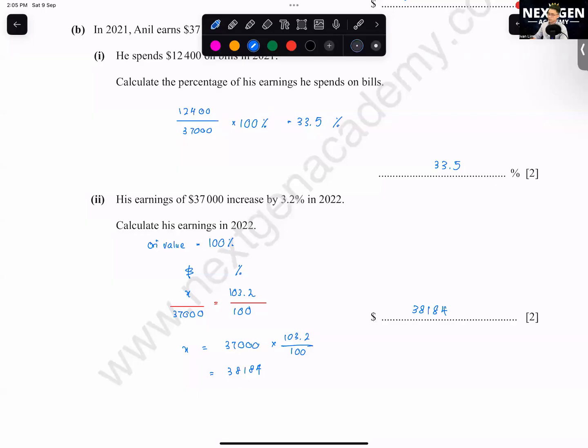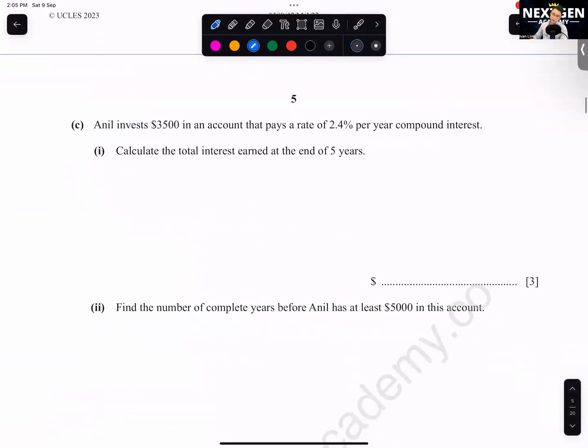Okay, next one. I can guarantee you 101%: simple interest, compound interest, confirm got one question. So you better memorize the formula. Okay?